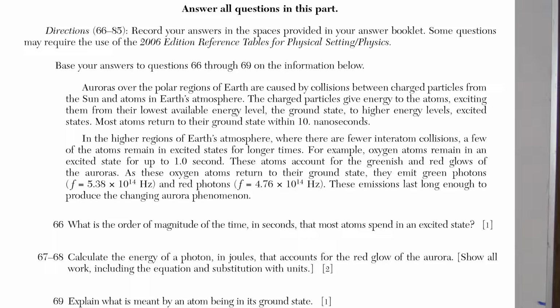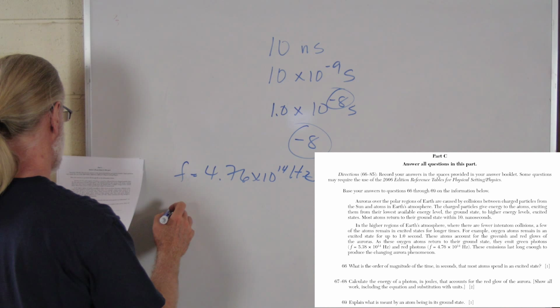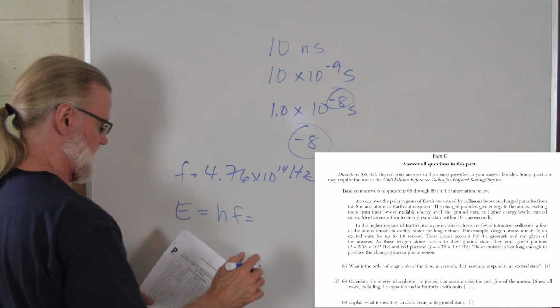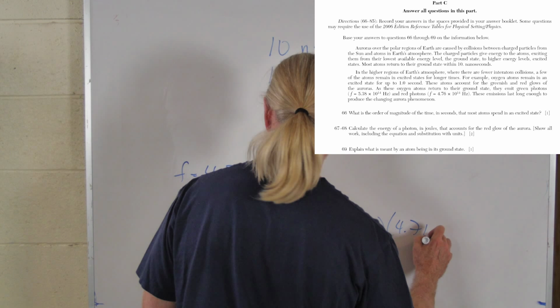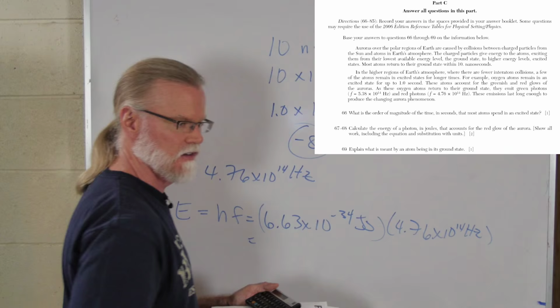All right, so we have the frequency of the red glow. The frequency is 4.76 times 10 to the 14 hertz. And we want to know the energy in joules. Energy of a photon equals Planck's constant times the frequency. Planck's constant is, let's look that up, I don't remember it, 6.63 times 10 to the minus 34 joule seconds times the frequency, which is 4.76 times 10 to the 14 hertz. We will get joules because this is joule seconds and hertz is per second. All right. Equation, substitution, units, answers with units.